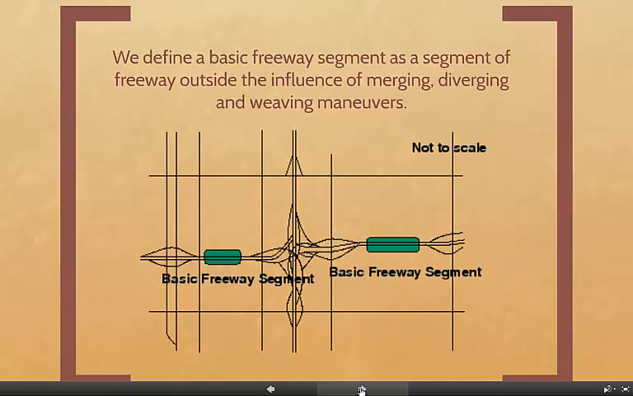Let's take a look at the basic freeway segment. We define a basic freeway segment as a segment of freeway outside the influence of merging, diverging, and weaving maneuvers. This is where the primary lane-changing behavior within the segment reflects only the normal desire of drivers to maintain their preferred speed, rather than changing lanes in order to exit or enter the facility.